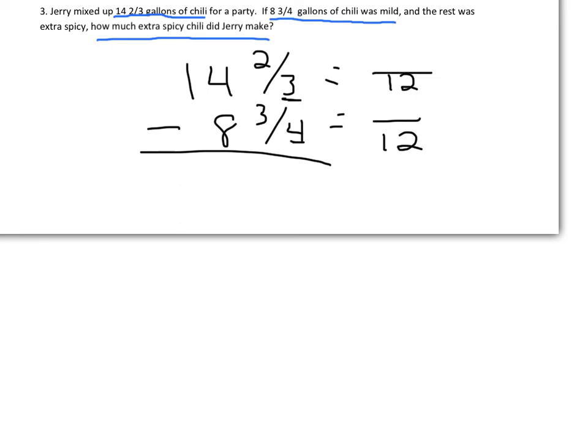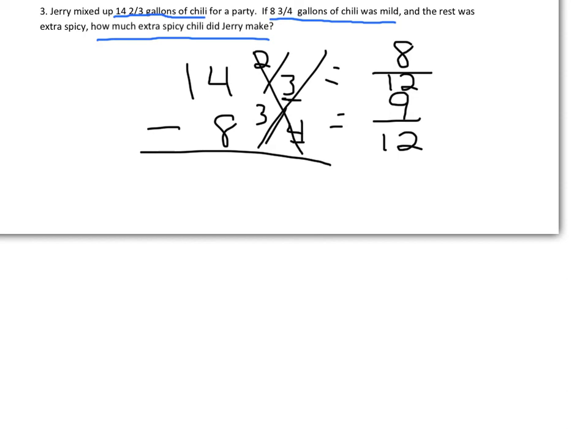3 times 4 is 12. 4 times 2 is 8. 4 times 3 is 12, and 3 times 3 is 9. So now we have common denominators, but our fractions cannot be subtracted. You cannot take 9/12 away from 8/12.